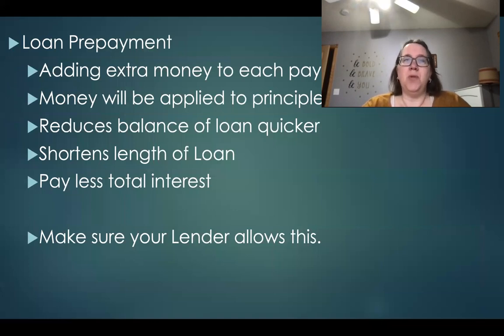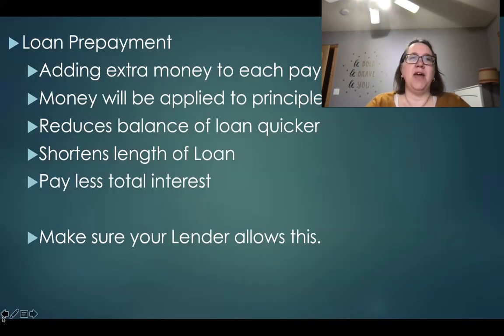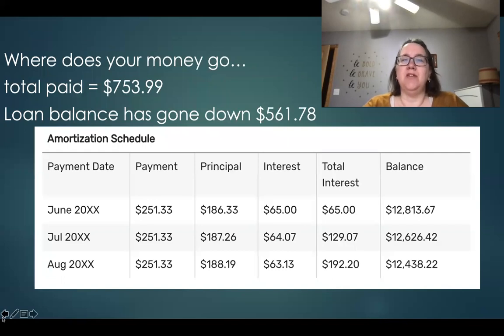Okay. Prepaying can happen a lot of different ways, but the easiest way is that each time you make a payment, just add a little bit extra money. So if we go back to this, if your payment is $251.33, maybe instead you pay $260 or $275. You just send in a little bit more money.